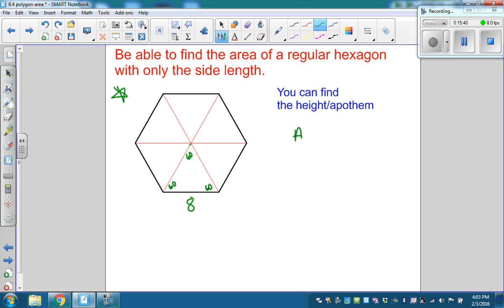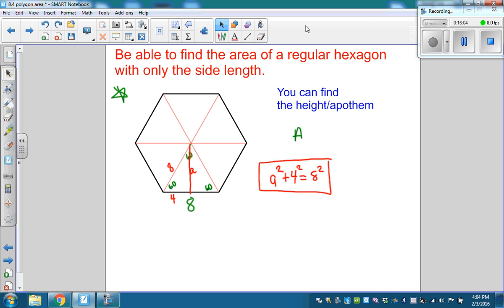So if you have 8 as your base, then you know this half is 4, and you know the radius is 8, and you can find the apothem with your Pythagorean theorem. A squared plus 4 squared is equal to 8 squared. So using that, you can find the apothem. That's not in your book yet, but it will be on your test. We'll focus on that tomorrow.